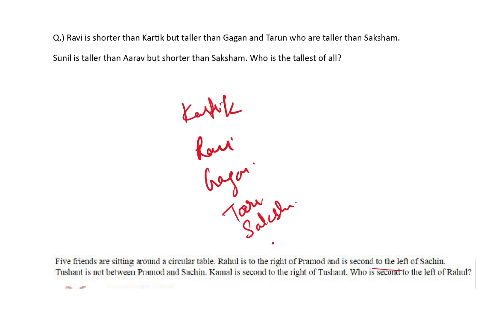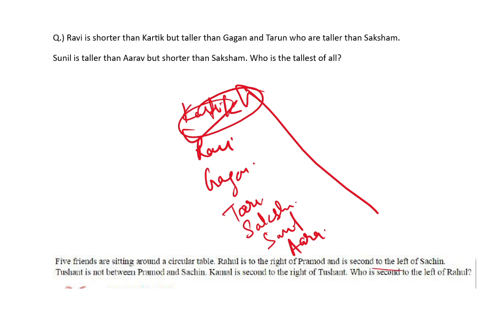Sunil is taller than Arav but shorter than Saksham. Sunil will be here as shorter than Saksham. And Arav will be here. Who will be tallest of all? Karthik. Tallest of all.